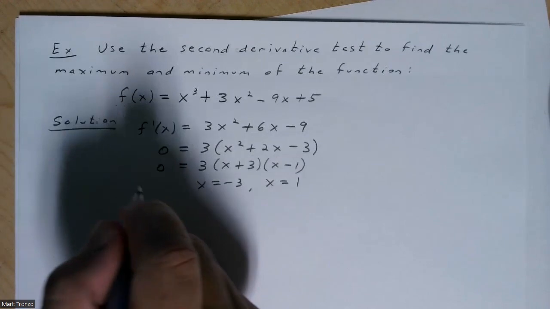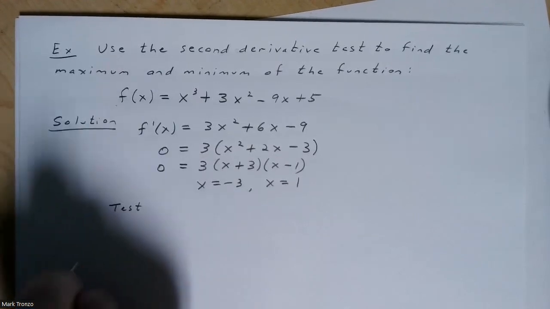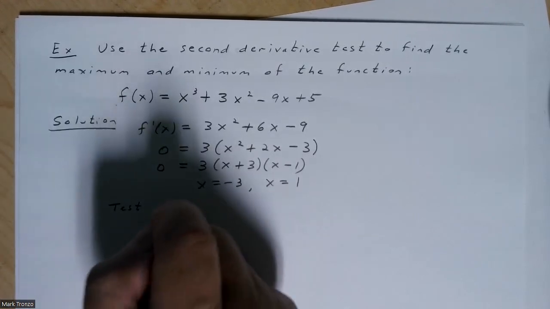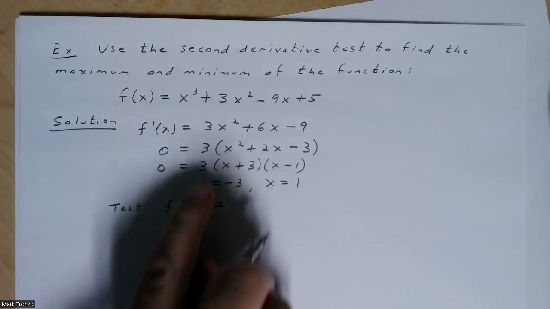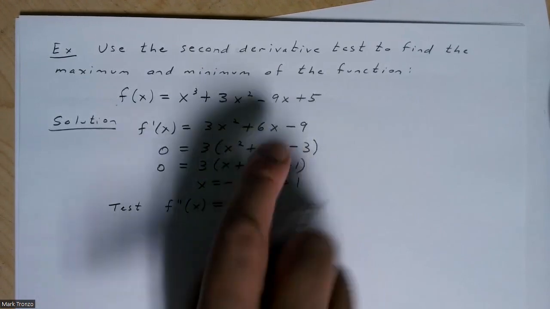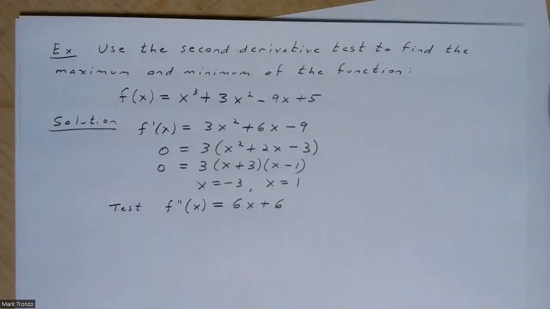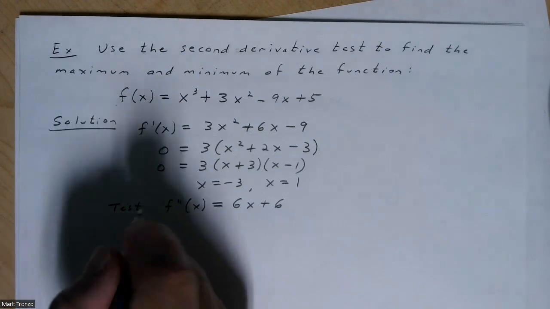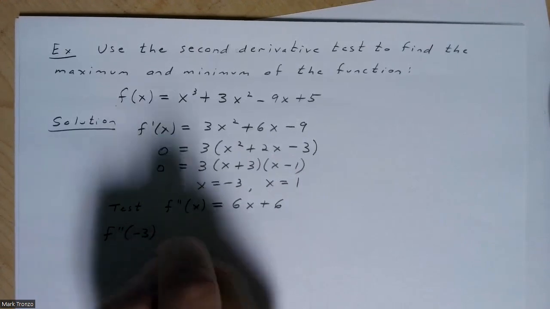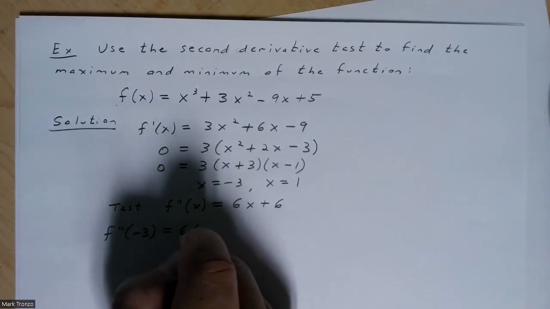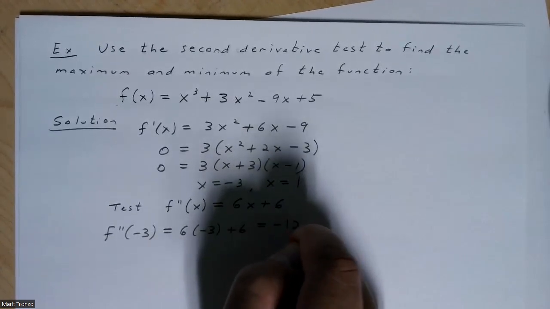So now let's test each of these. Let's do the second derivative test. I guess first of all, we have to find the second derivative. So that's going to be 6x plus 6, like this. Now we want to do the tests. Plug in each of these numbers. Let's plug in minus 3 into this function. That's going to give us minus 12.